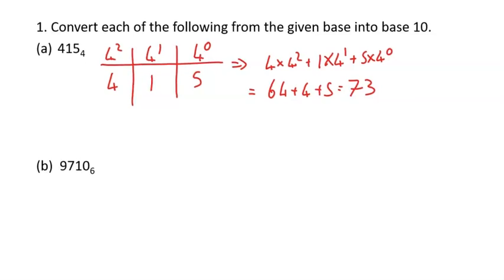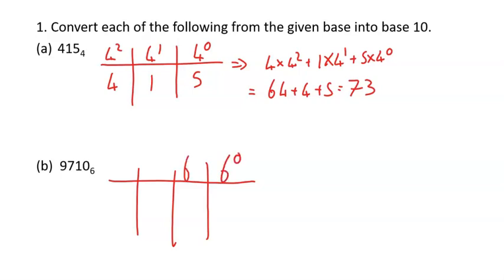The second example was the number 9710 to the base 6. Now, again, similar approach to the other one. We set up our table with our bases in ascending powers. Now this time, we've got 4 digits, so we have to go all the way up from 6 to the power of 0 to 6 to the power of 3. What we then do is we insert our digits in the appropriate columns, so the 9, the 7, the 1, and the 0, and we use this to then essentially get the elements that we want.